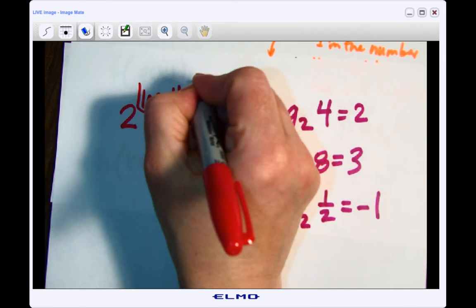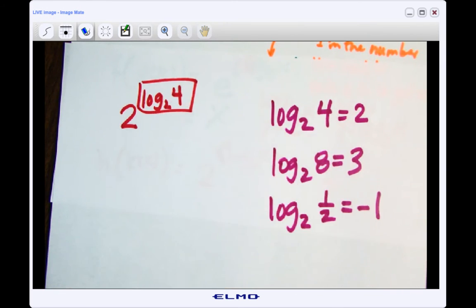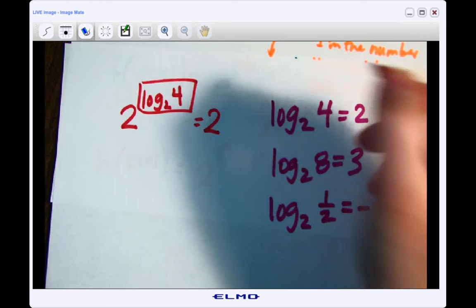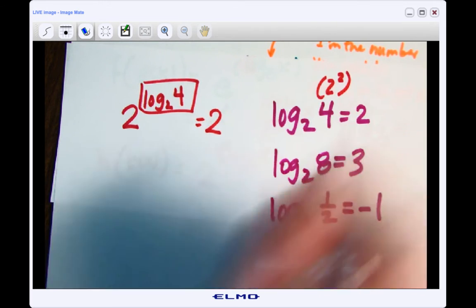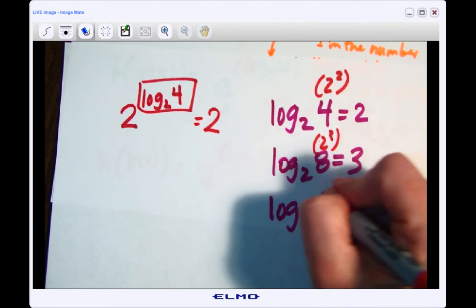Okay? So if I said this, 2 to the log base 2 of 4. What's this expression equal to? It's whatever I have to raise 2 to get 4, right? So what number is that? Or in other words, we could write 4 as 2 squared. So that's almost like saying log base 2 of 2 squared, right? And this one is 2 to the third, and this is 2 to the -1.